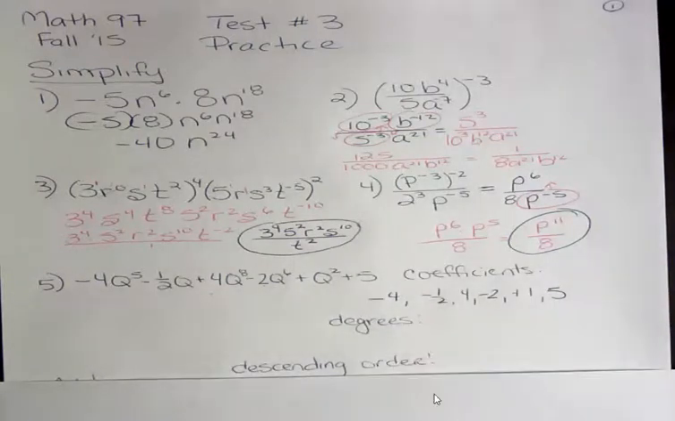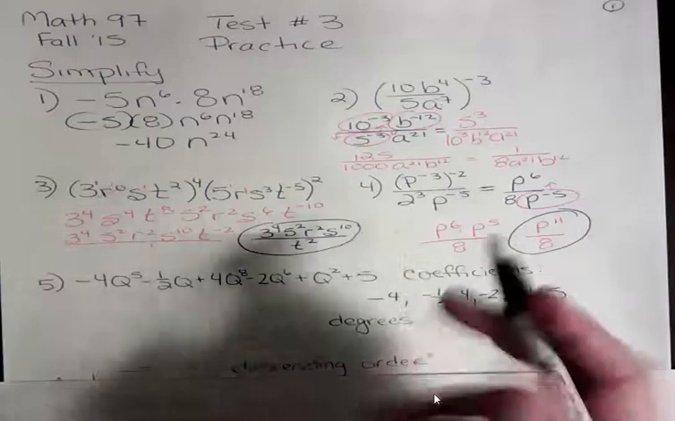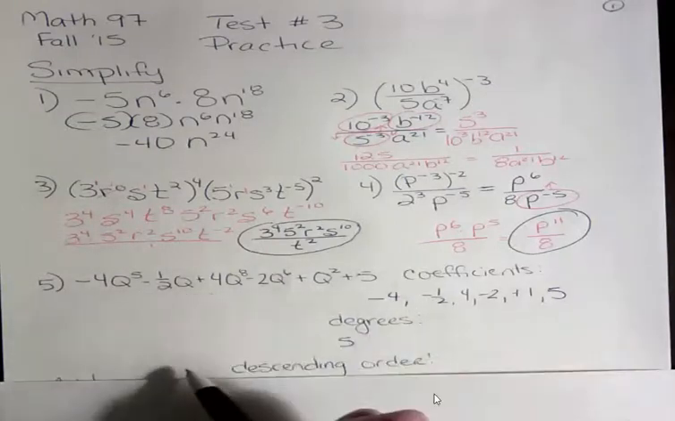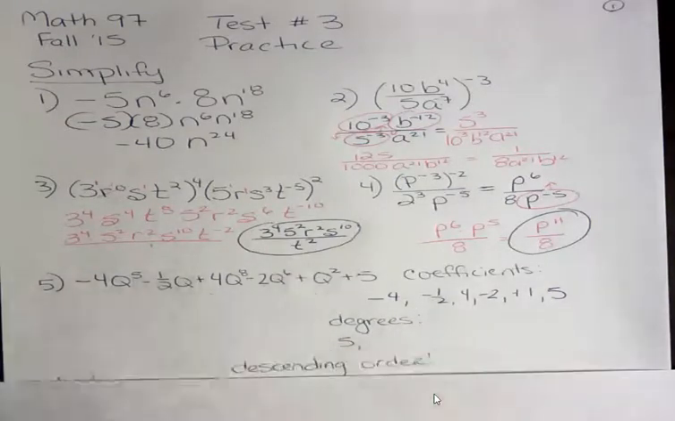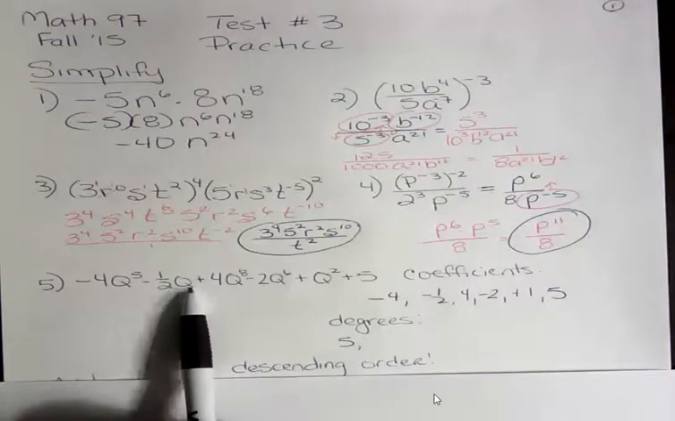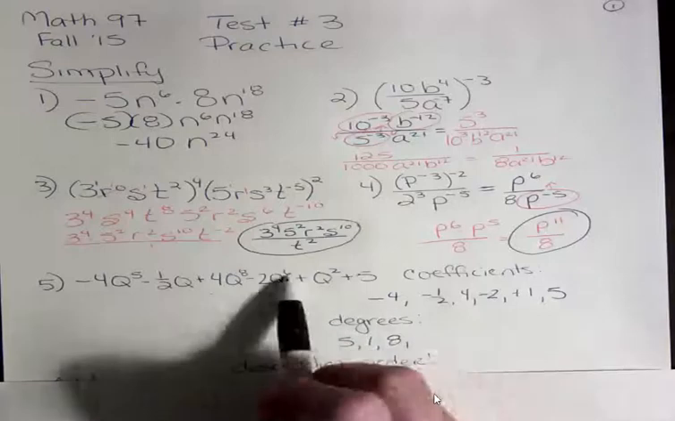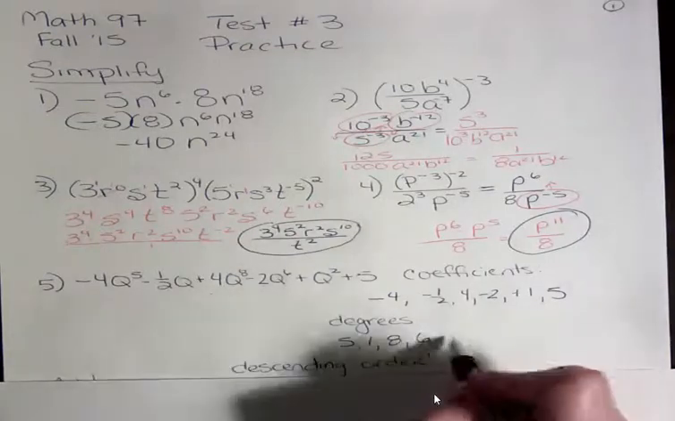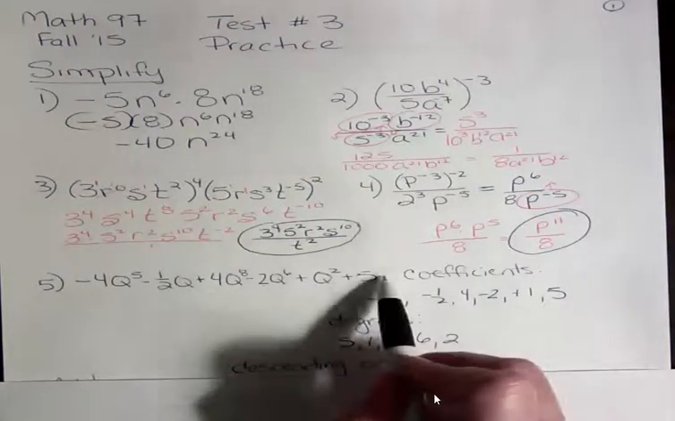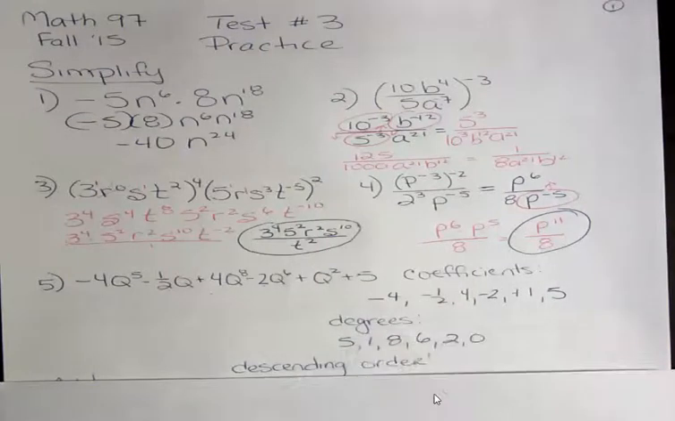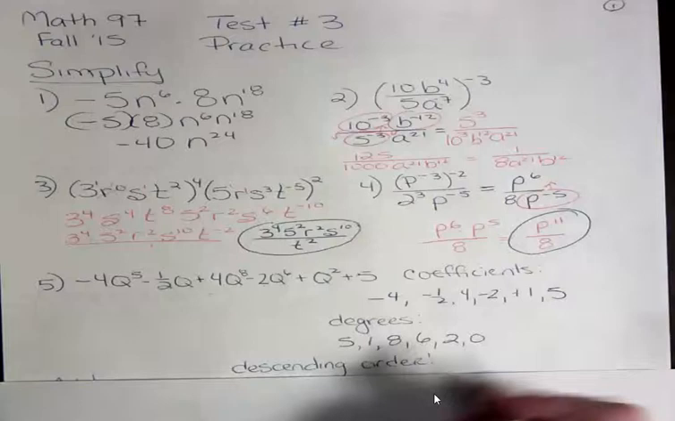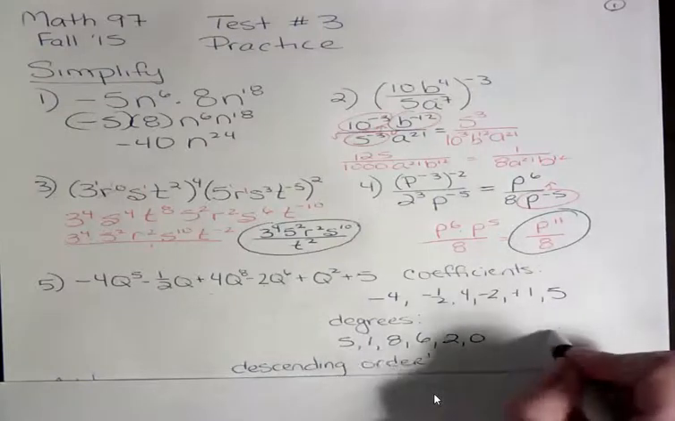The degrees, I have a degree of 5. That's the power of the variable. So it's not the power of the coefficient, but the actual variable. This is to the first power, 8th power, 6th power, 2nd power. This has no q's on it at all, so it's 0 power, 0 degree. And then the other question that I ask on the homework or on the practice test is, what's the degree of the polynomial overall? And it's always the highest degree that you see in there. So the degree of the polynomial is 8.